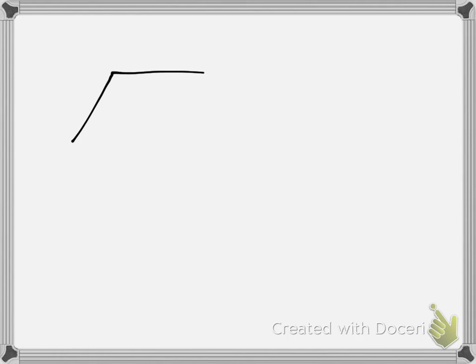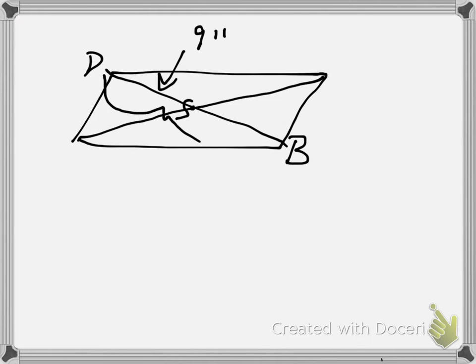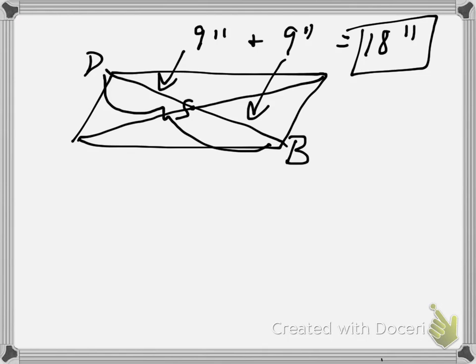Our next one shows a parallelogram, and it is divided by some diagonals. When we have diagonals here, they're going to be bisected by each other. So it says DS, so D is here, S is here, and that has a measure of 9 inches. So this is 9 inches. And the question is, what's the measure of DB? DB is going to be the whole length of this. Since this first one is 9 inches, the next one is 9 inches. So we'll add those to get 18 inches for our answer.